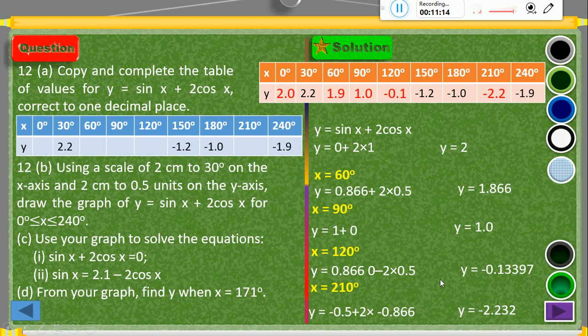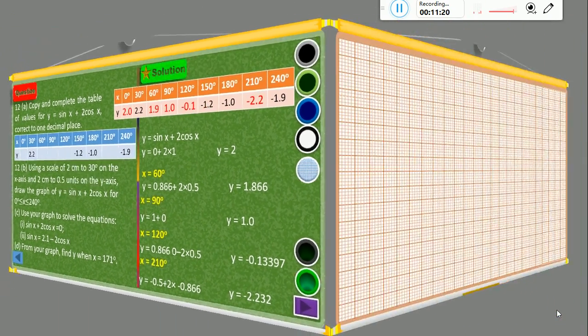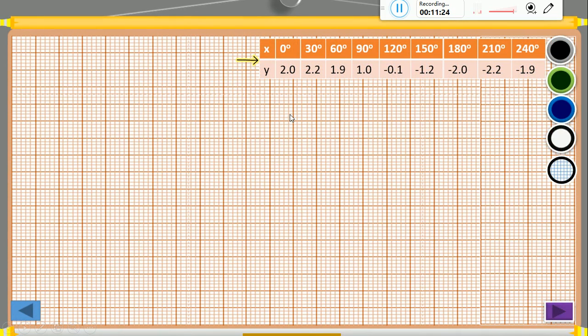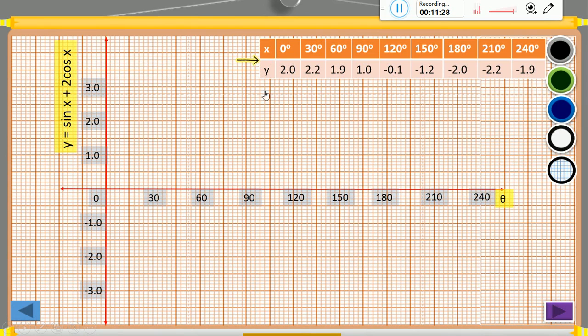Now that we have completed the table, we go straight to the graph board to plot the graph. We import the table. Now, using the scale given, or you can change it slightly. Now we have the scale on the vertical axis, 2 cm is 1, and then on the horizontal axis, 2 cm is equal to 30 degrees. We are going to plot the values.